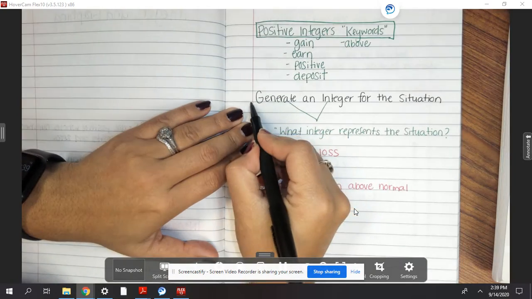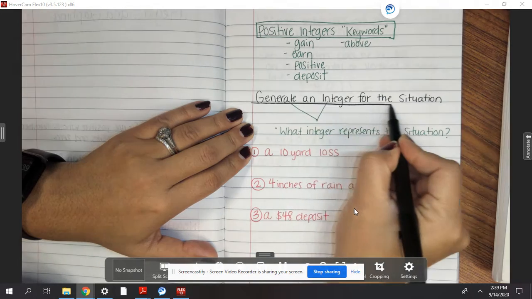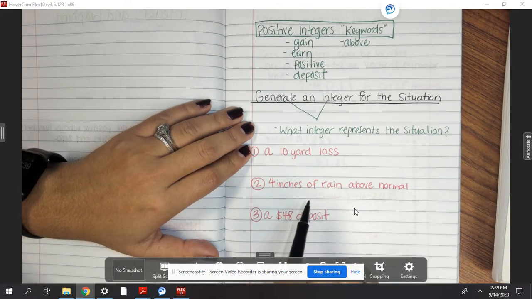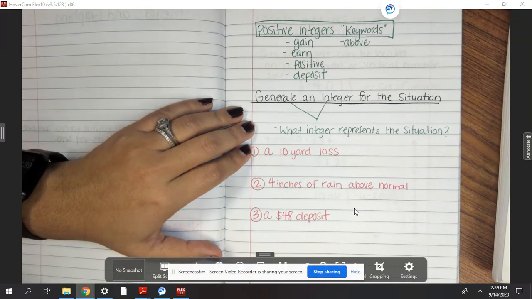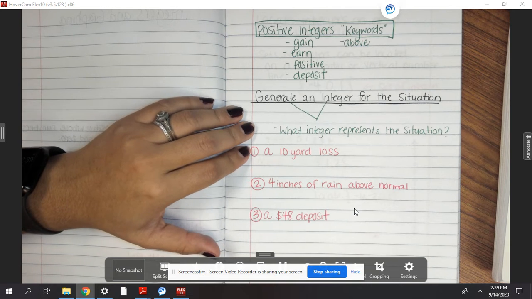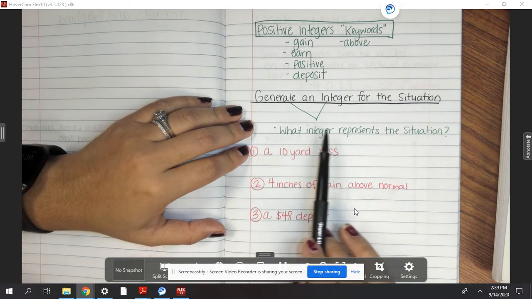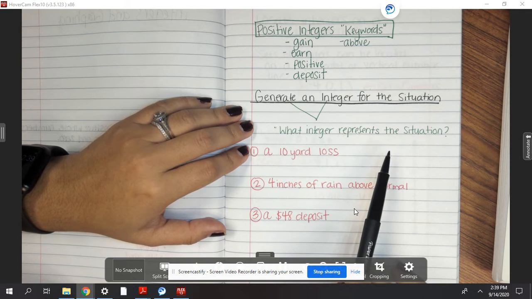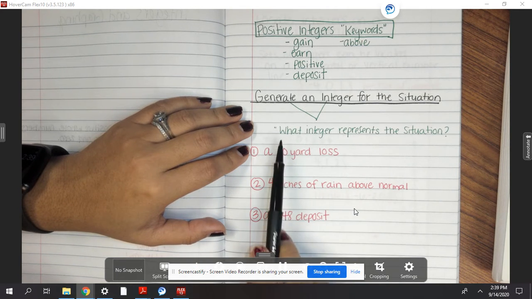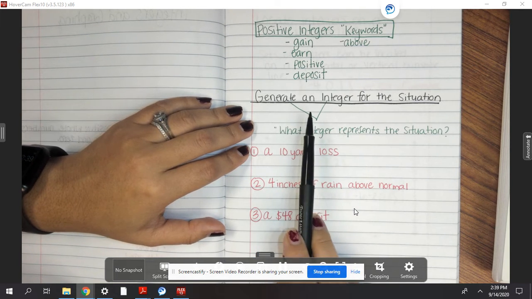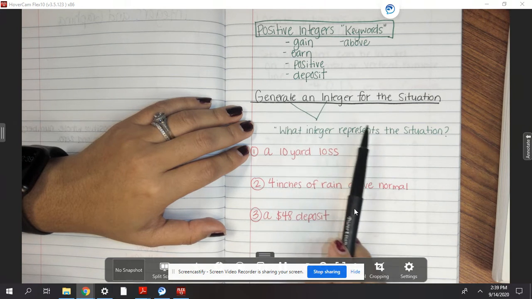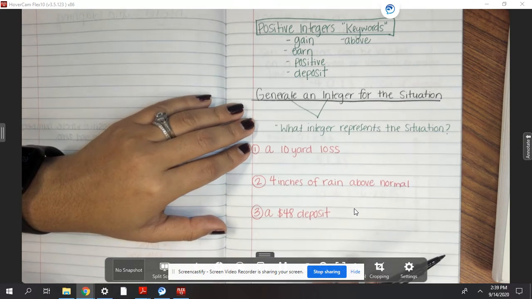So you heard me say generate an integer for the situation. This is just, again, we're using more vocabulary. We're starting to get into that upper level math. So when I'm generating an integer for the situation, that basically means what integer represents the situation that is given. So I'm going to generate an integer, or I'm going to write an integer that represents what I'm reading.